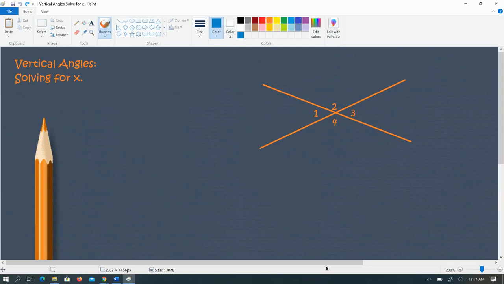This is going to be an example for you guys for vertical angles when you're solving for x. So a reminder, vertical angles are equal to each other, right? So angle 1 would be equal to angle 3, sorry, I wasn't looking at the diagram. All right, so angle 1 is equal to angle 3. So we also know that angle 2 is equal to angle 4.